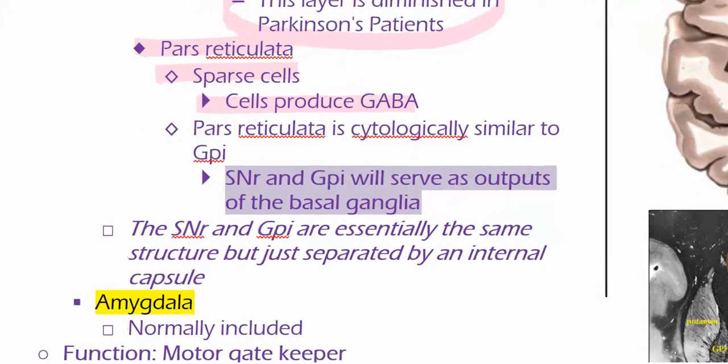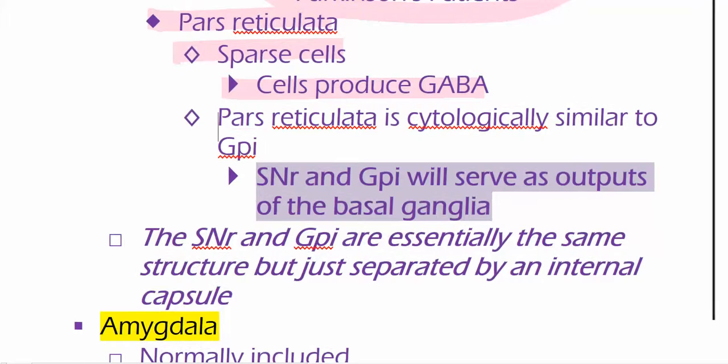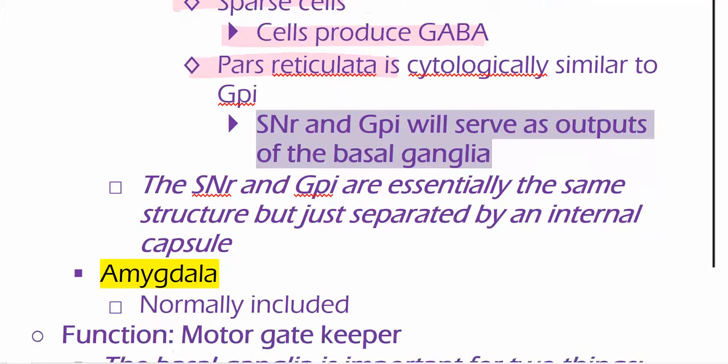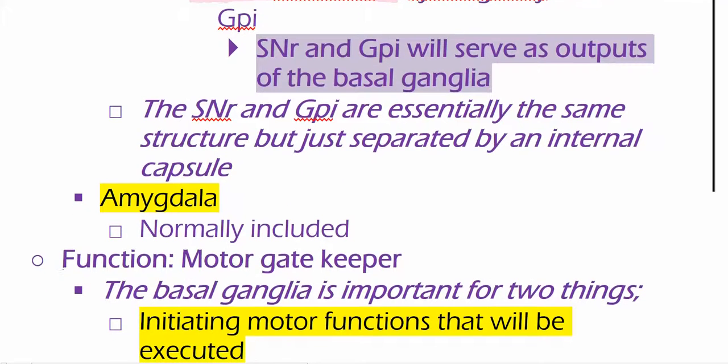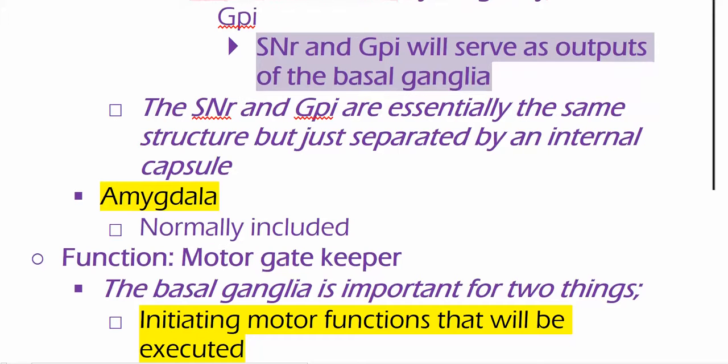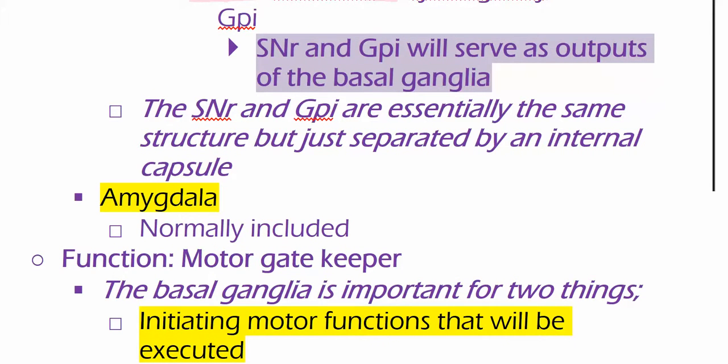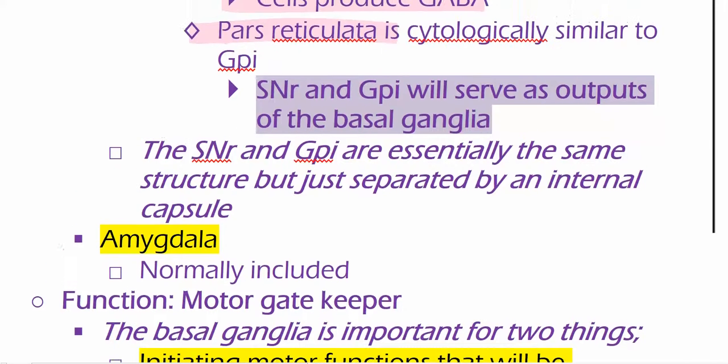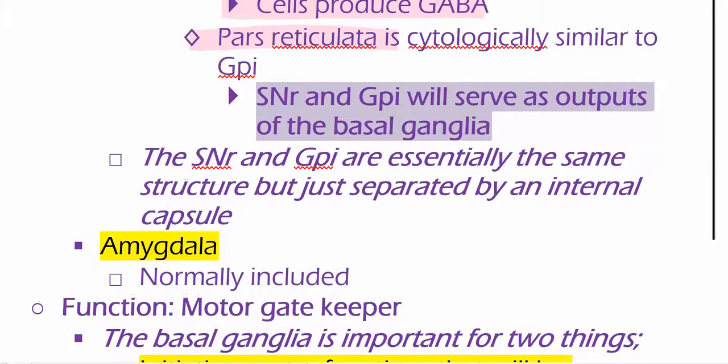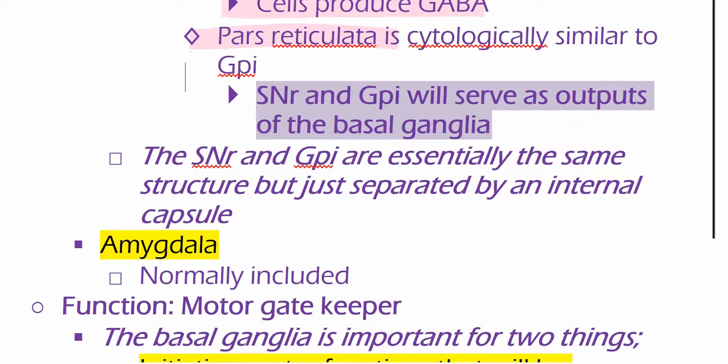Okay, so pars reticulata, right? Is this cell dense or cell sparse? Sparse, right? So reticulum is like a net. So if it's a net, that means stuff is spread out. Okay, so pars reticulata is cytologically similar to GPi, globus pallidus interna. So globus pallidus interna and your pars reticulata are cytologically similar.